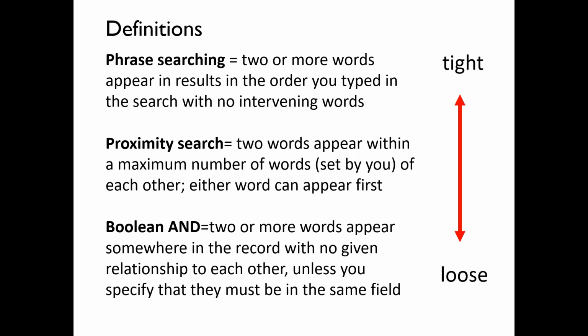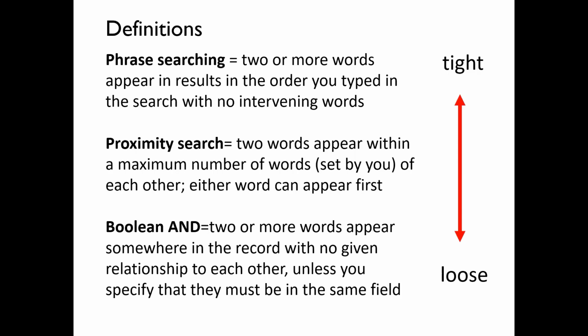A proximity search, which falls kind of midway, is where two words appear with a maximum number of words, a number that you set, between each other. And with proximity searching, either word can appear first. So you don't have control over that.